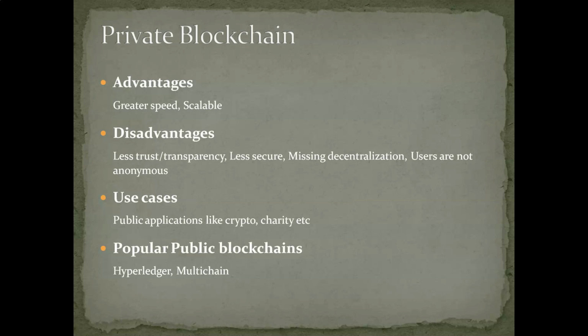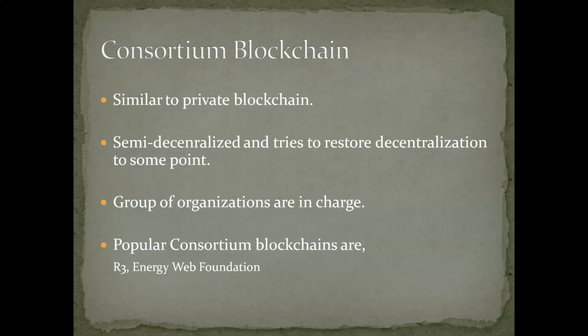So where are the use cases of this type of blockchain? Private blockchains are good for organizations' internal systems, like ERP systems or financial systems that record organizations' internal transactions and records, etc. Popular private blockchains are Hyperledger. Hyperledger is an organization that provides different flavors or different types of private blockchains like Hyperledger Fabric, etc. and MultiChain.